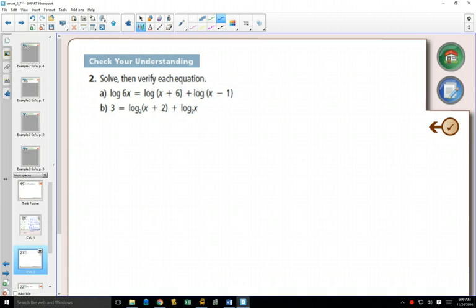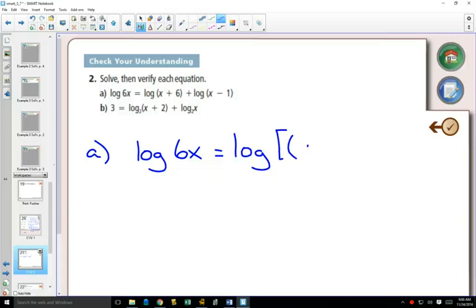But you just sort of start with, well, I've got a log on the left and I've got 2 logs on the right. I could combine the 2 logs on the right to a single logarithm. And then I would get this. So the left is still log of 6x. And on the right-hand side, I'm adding 2 logs. So what does that mean? I multiply. Put an extra set of brackets here so that we can see all of this is inside the log.